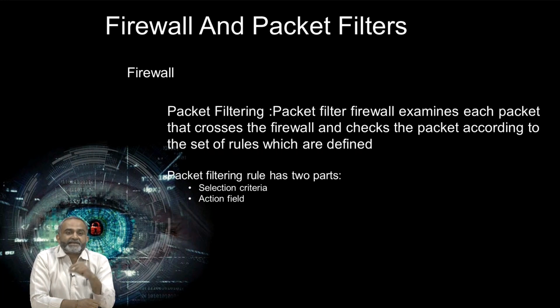Again, this is very important: the set of rules. So, rule configuration at the firewall is very important. The network administrators are required to configure the rules for the firewall. Rule configuration like that, allow this kind of traffic, discard this kind of packet, it is very important. So, a packet filtering rule has two parts: selection criteria.